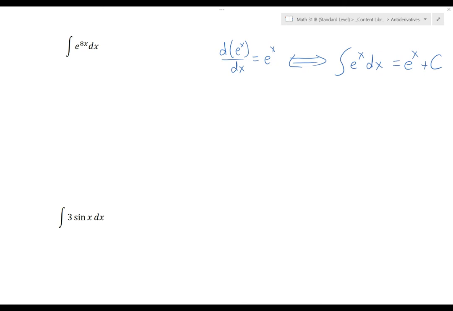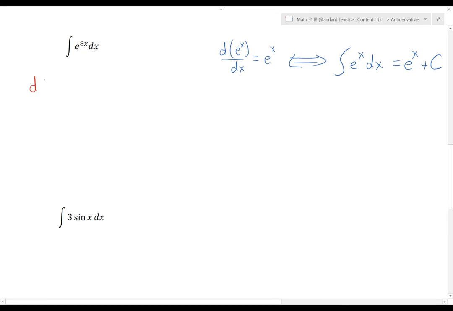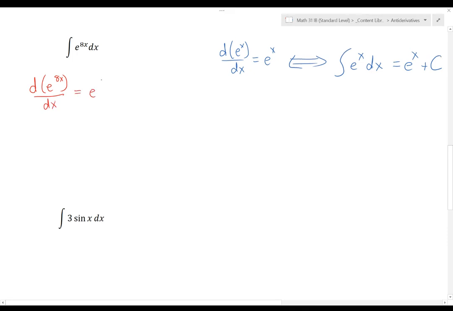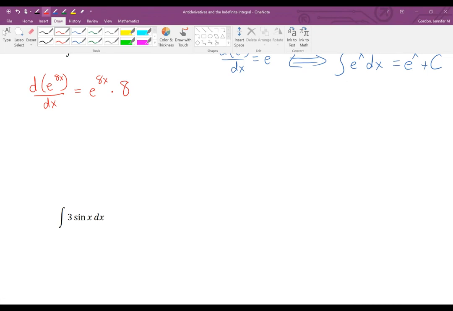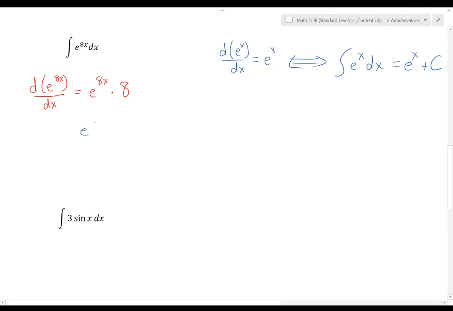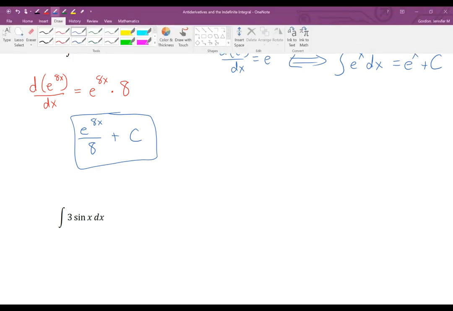However, in this case, I don't have e to the power of x, I have e to the power of 8x. So the chain rule would come into effect. I can't just say the antiderivative here is e to the power of 8x, because if I were to derive e to the power of 8x with respect to x, I would get e to the power of 8x, but then I would have to multiply it by 8. But I don't have an 8 here, so clearly at some point I've divided by 8. So in other words, the antiderivative here is e to the power of 8x over 8, and then always, always, always plus a constant. We could verify: if I derived e to the power of 8x over 8, I would get e to the power of 8x times 8, divided by 8, which would leave me just with e to the power of 8x, which is what I have.